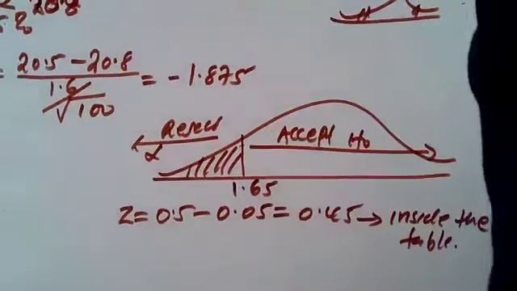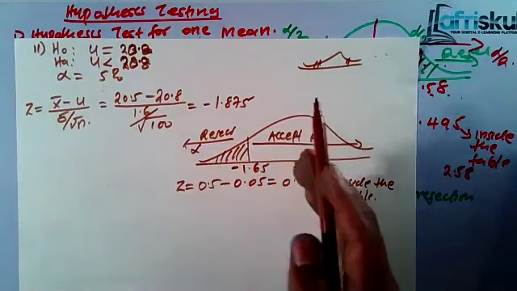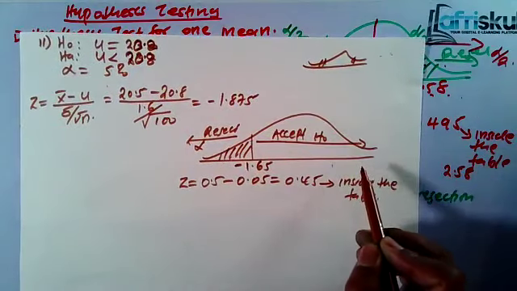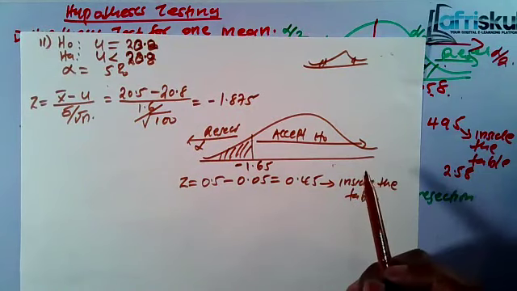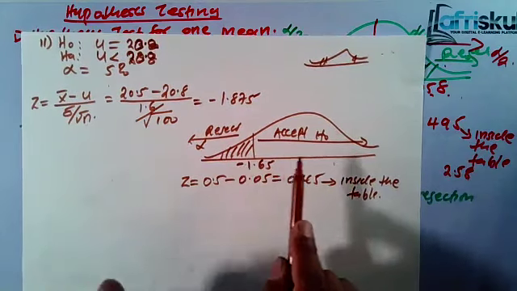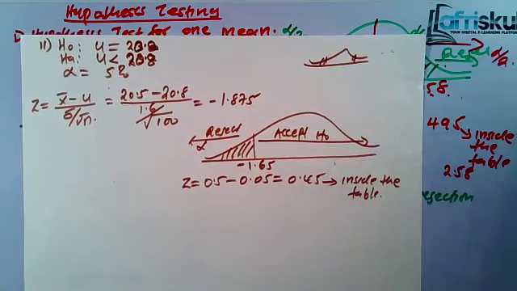And then when you're dealing with one tail test, kama ni less than, inakuanga negative. If it's greater than, it could have been positive 1.65. Let me repeat again. We are saying that if it's less than, it should be a negative. Kama ingekuwa greater than, it could have been positive 1.65.